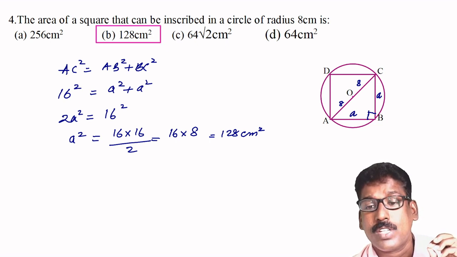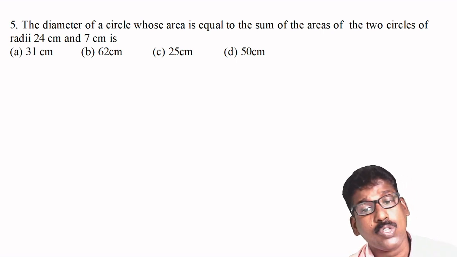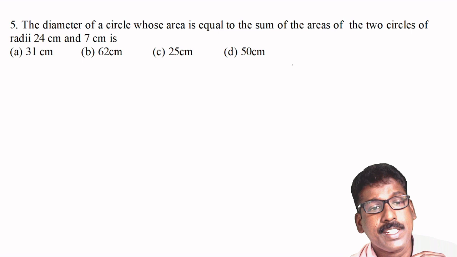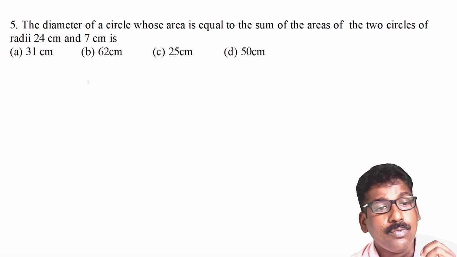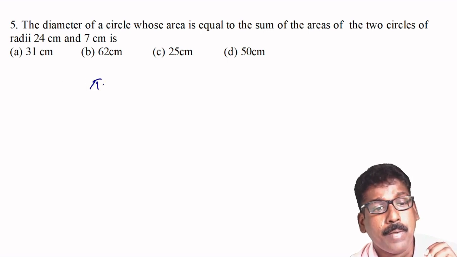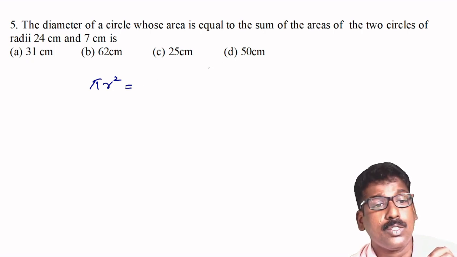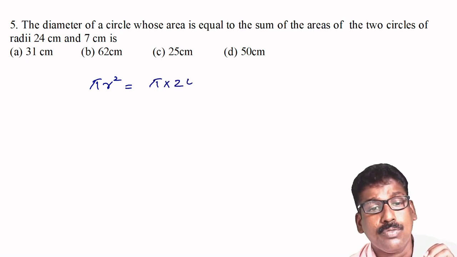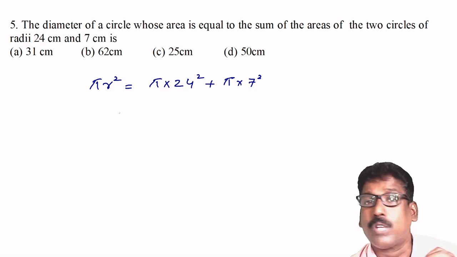Now let us look at the next question. The diameter of a circle whose area is equal to the sum of the areas of two circles of radius 24 centimeter and 7 centimeter. Let R be the radius of the circle. Then you can write the area of the first circle, that is pi r square, is equal to the sum of the areas of two circles of radius 24 centimeter and 7 centimeter. That is pi into 24 square plus pi into 7 square.